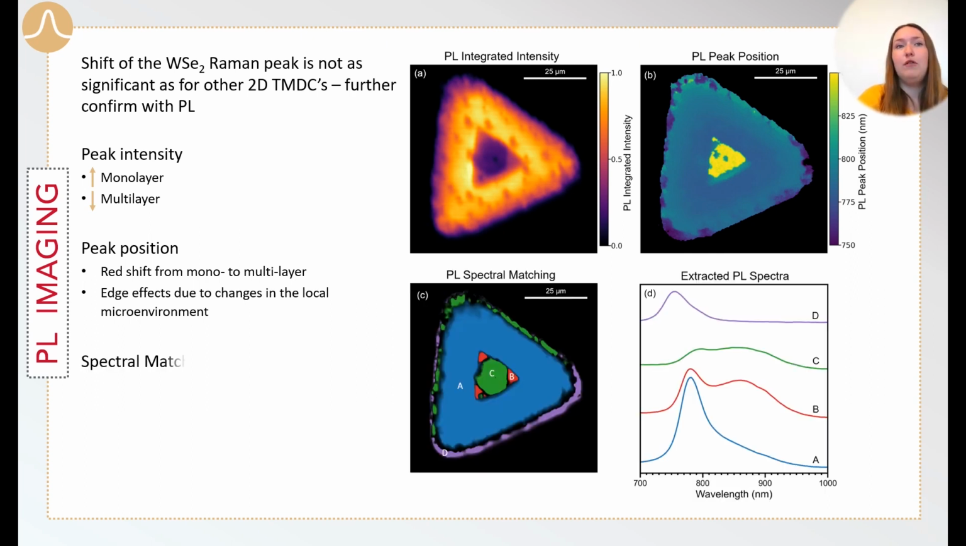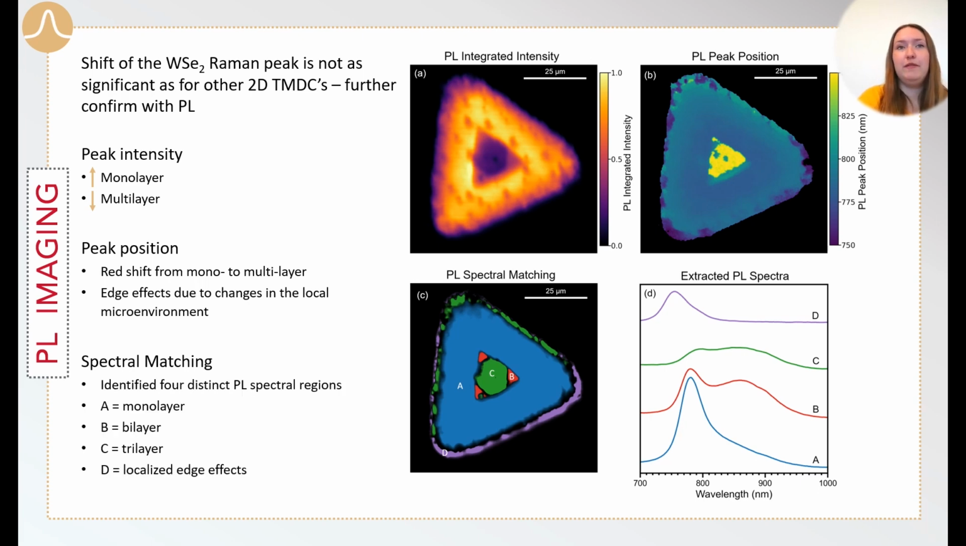Where we see a lot more information is from spectral matching. So this time we've identified 4 regions. I'll start with region D, purely because this is the edge effects again. So it's not really what we're interested in, but what's interesting specifically from the photoluminescence data is we actually see that the edge effects have 2 different edge effects. We know this because in some cases the photoluminescence is blue shifted, and in other cases it's red shifted. And this is information we didn't gain from the Raman spectra.